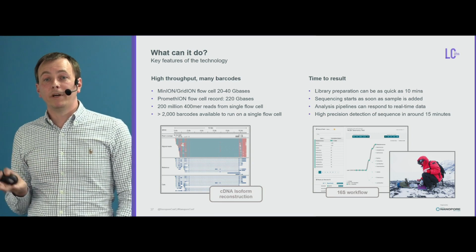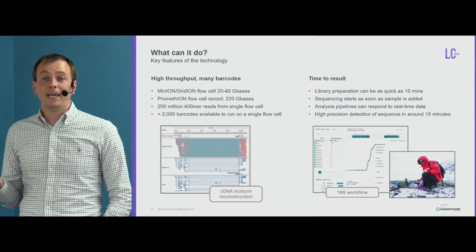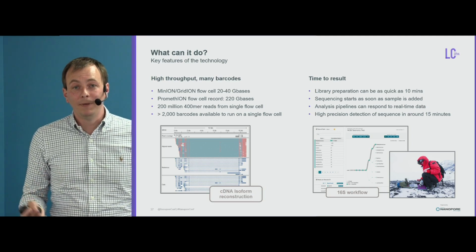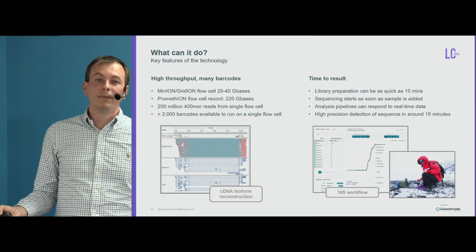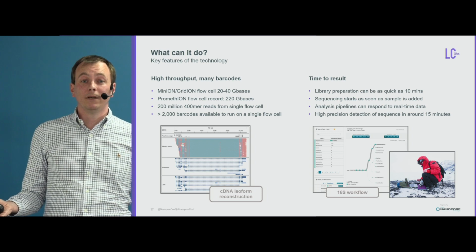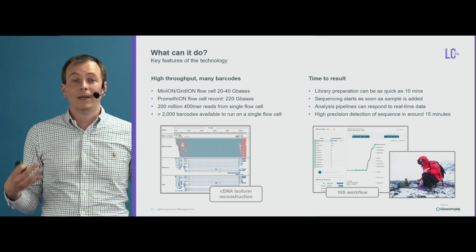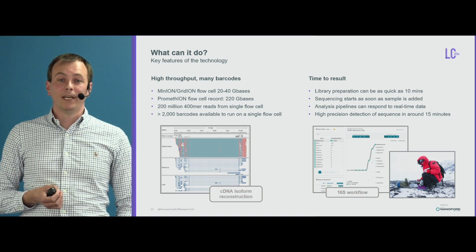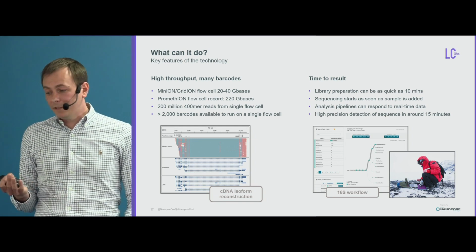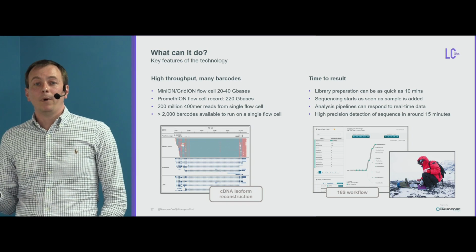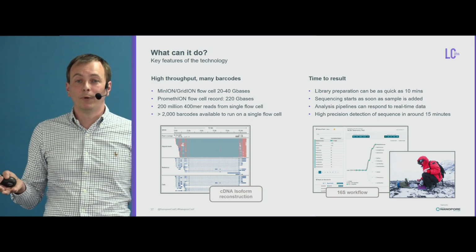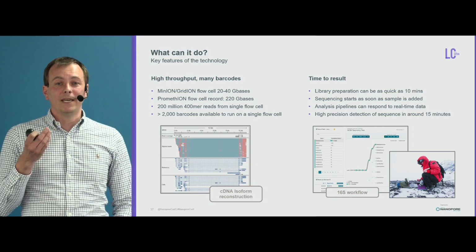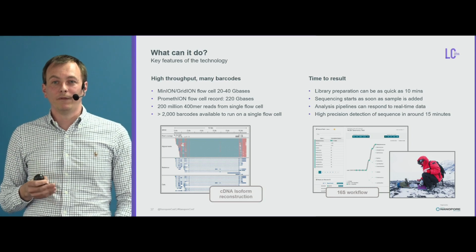Of course, the platform's very good for time to result. With rapid kits, sequencing starts as soon as you add your sample. It's real time. Because the data is written to disk in real time, you can write analysis pipelines to look at the data in real time, and that can give you really high precision detection of sequence in as little as 50 minutes from extracting your DNA. And the other factor is that the platform is portable. When you can't take your sample, or simply don't have time to take your sample to a central lab, you can take your sequencer to your sample, and that obviously improves your time to result.